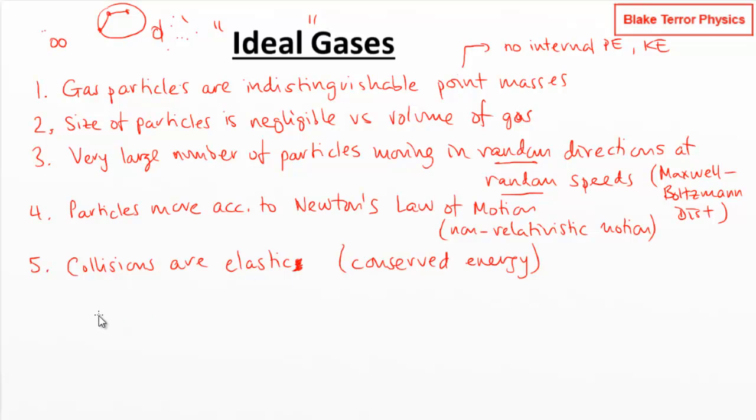We can also say that the collision time is negligible compared to the time between collisions. This fits in with the idea that we've got these tiny particles where the size of the particles is negligible compared to the volume of the gas. This is tapping into assumption number 2, but the collision time is negligible compared to the time between collisions.